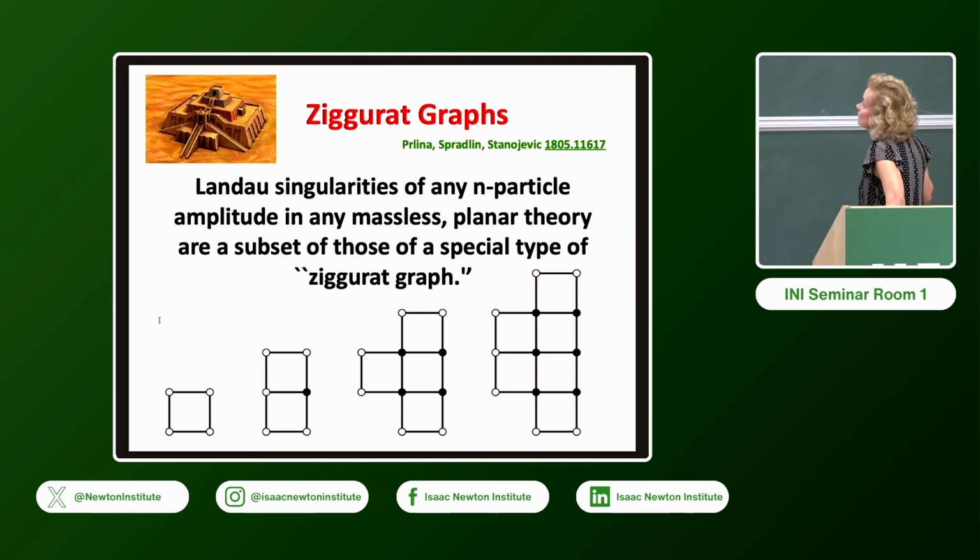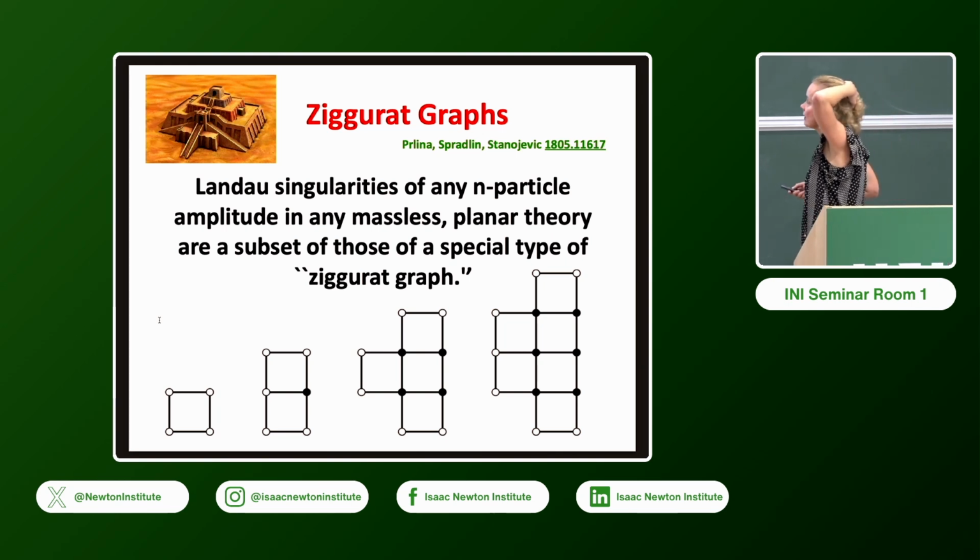We want to do something specific. So it turns out Mark and his students observed the following, that for any n-particle amplitude in any massless planar theory, they conjectured that the Landau singularities are a subset of those of a special type of ziggurat graphs. What's a ziggurat graph? The word ziggurat, you can Google, comes from those structures in ancient Mesopotamia. So what is a ziggurat graph?